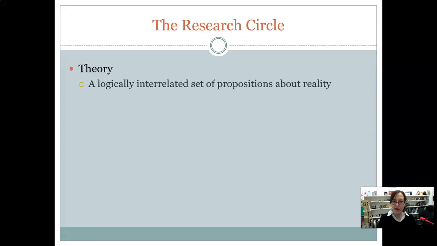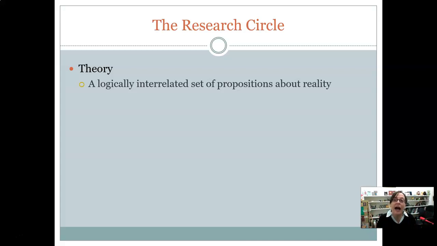A theory is any logically interrelated set of propositions about reality. If you've taken an intro to criminology class, you will think of the big theories, like routine activities theory, rational choice theory, social disorganization theory, strain theory, anomie. Those are all absolutely theories. But a theory doesn't have to be that big and well known to be considered a theory.